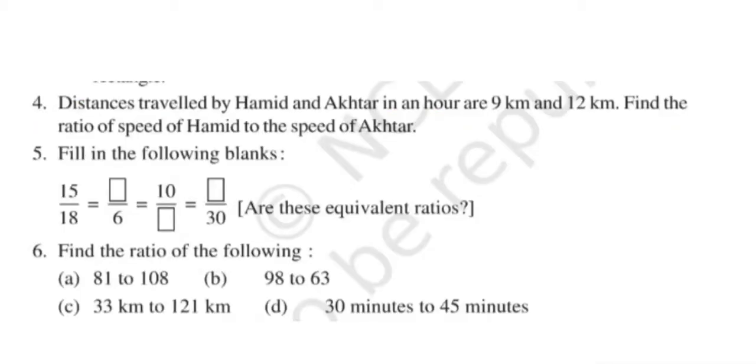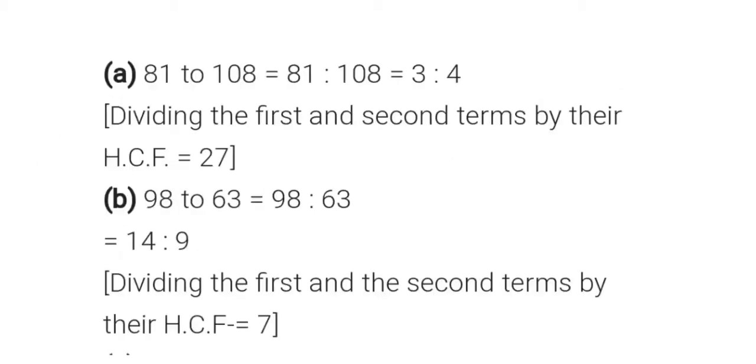Now see question number 6. Find the ratio of the following. First one, 81 to 108. So 81:108. Now both are divisible by 27. Okay, so we will divide it by 27. So it will come 3:4. Number B, 98 to 63. Now 98 and 63 both we can cut by 7. So it will come 14:9.